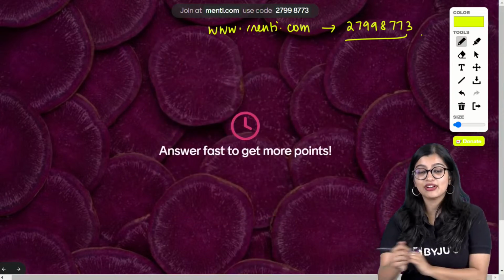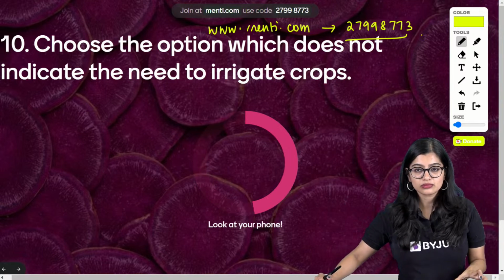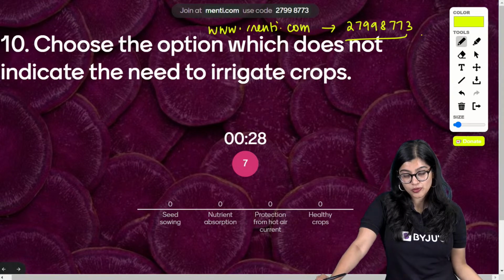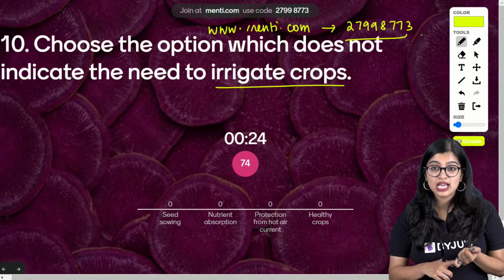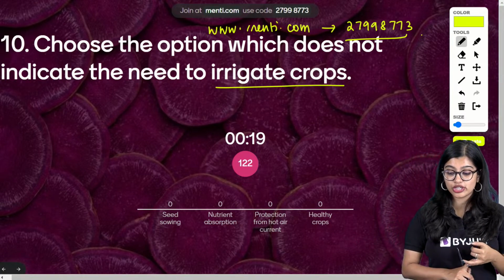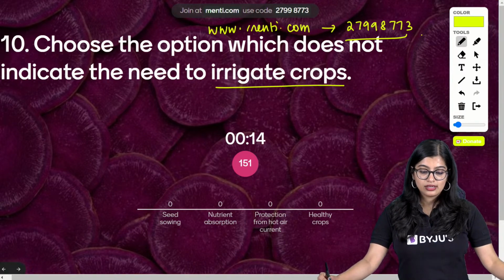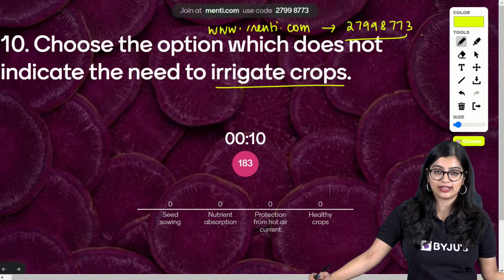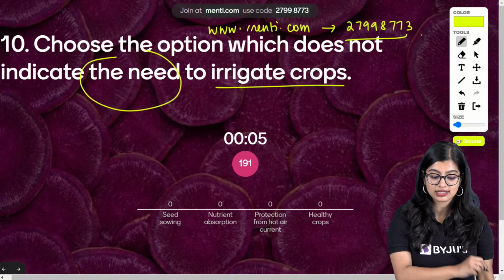Moving on, let's have a look at question number 10, right? How to join? It's there on top. Okay. Choose the option which does not indicate the need to irrigate crops. That means you should identify which options suggest that we have to irrigate crops, and then identify which is not there, right? So: seed sowing, nutrient absorption, protection from hot air, or healthy crops. Now which option says that there is no need to irrigate crops?